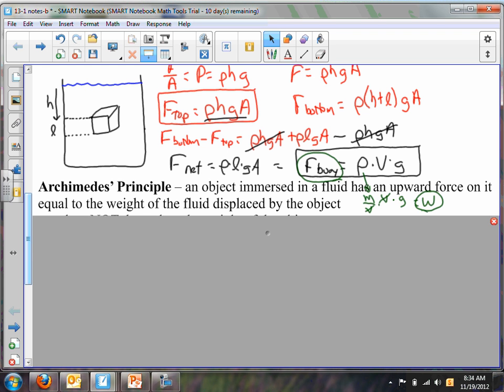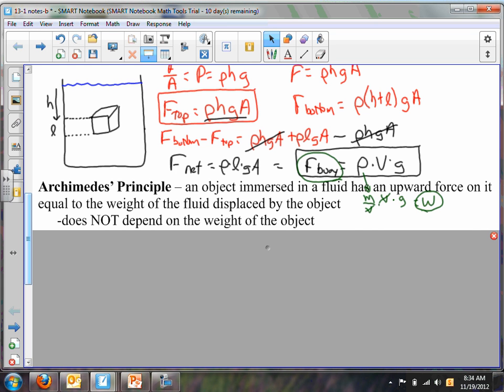A couple things it's not equal to that sometimes students get messed up on. It does not depend on the weight of the object. If I stick a 2-gram object in water and I stick a 50-gram object in the water, if they have the same volume, they're going to have the same buoyant force. Because both of them have the same volume, they're going to displace the same amount of liquid. So it's the weight of the fluid displaced, not the weight of the object.